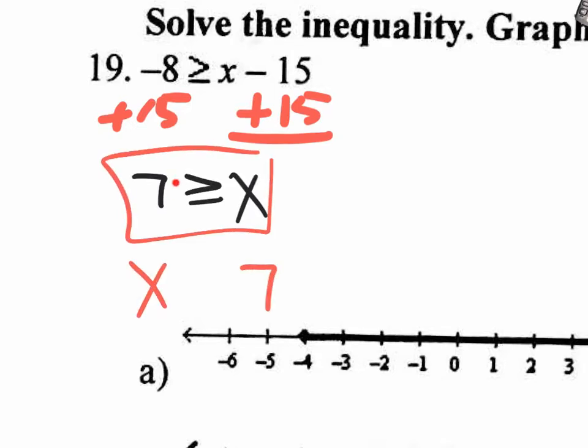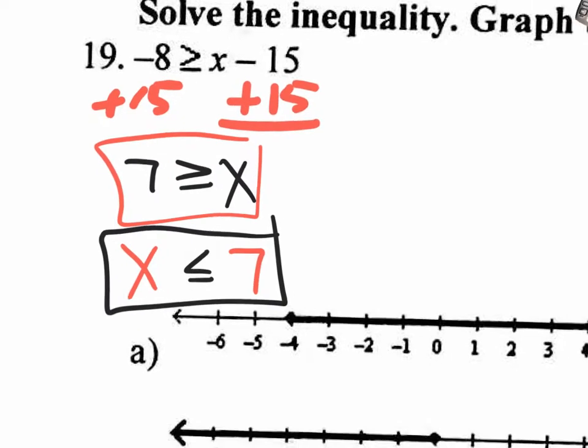But since this is the answer and it's opening up to the 7, it has to continue opening up to the 7. In other words, you flip it. So there's your final answer. X is less than or equal to 7.